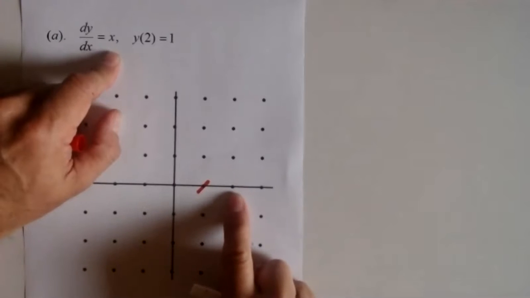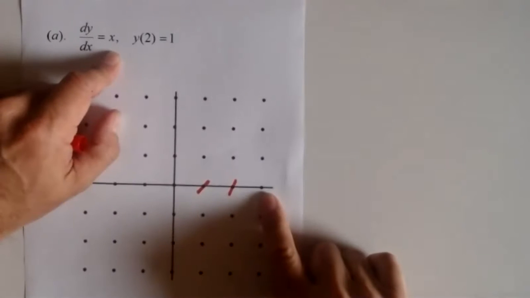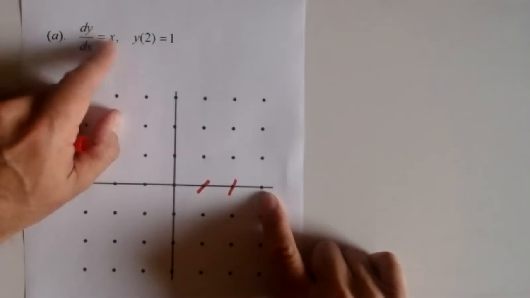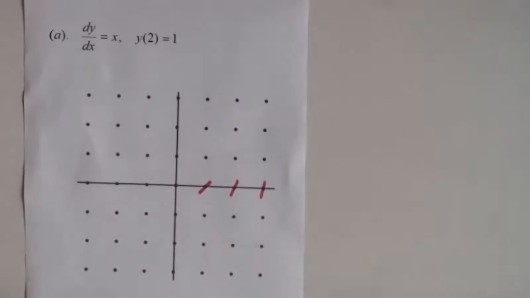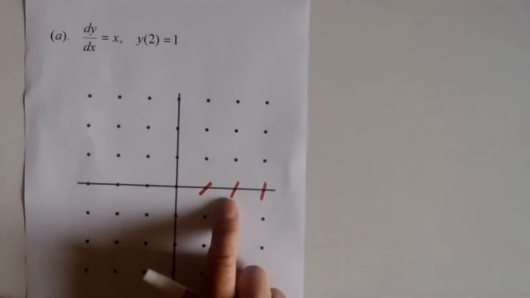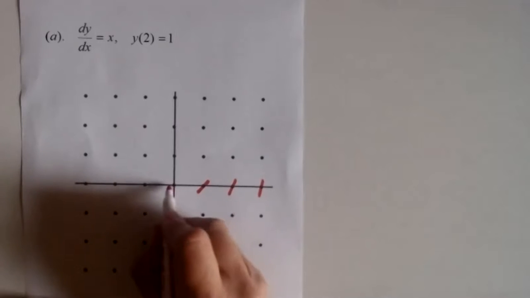Here, the coordinate x is 2. Okay, 2. Here, the x coordinate is 3. The y is 0, but there is no y here. So I'm going to put something more vertical. So 1, 2, 3. Now, here is 0, so here is horizontal, right?